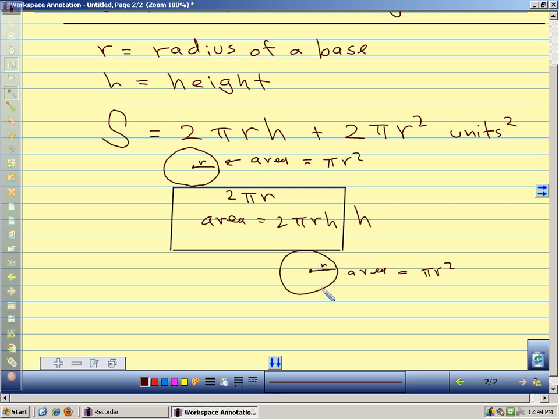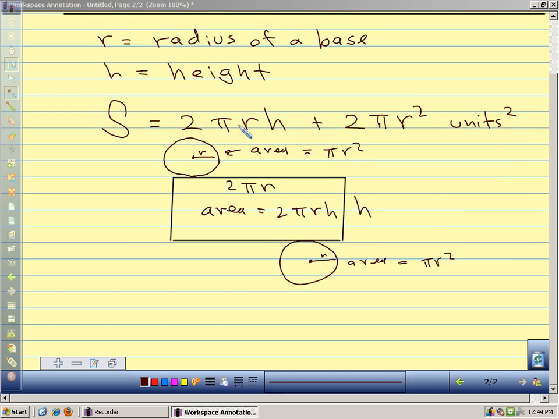So we have two of these circles with area pi r squared. So that's why the 2 pi r squared comes from. This is the area of this rectangle, and this is the area of the two circles that make up the bases. So that's why our formula looks like this. And this matches up exactly with the formula that we used for prisms.